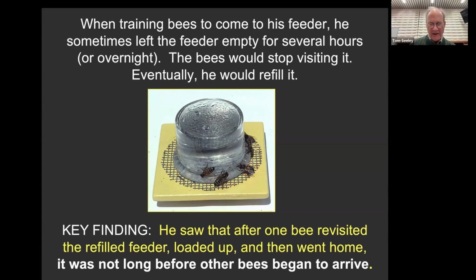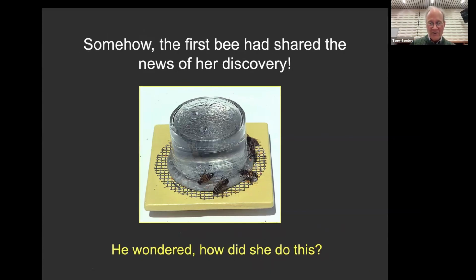What he saw and what he found was that after one bee revisited the refilled feeder, loaded up, and then went home, it was not long before other bees began to arrive. In other words, this little dish of food might sit there for an hour empty, because it was a time the bees weren't used to finding food at the feeder. But as soon as one curious little bee came out and found it and discovered that it was full again, it wasn't long before other bees began to arrive at the feeder. This told him that somehow that bee had shared the news of her discovery. And he wondered, how did she do this?